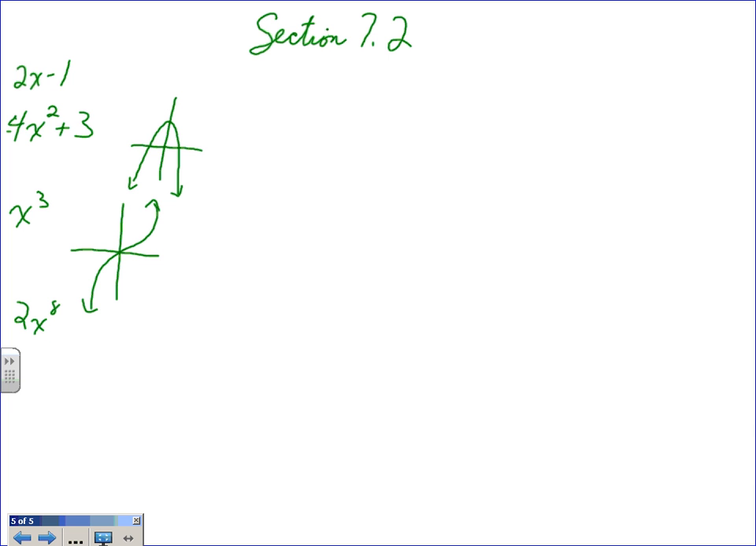Okay? By the way, if I had a negative, and I'll put this in a different color, if we had a negative x cubed, left end rises, right end falls. Okay? So you can have a section in your homework where it says describe the end behaviors of each graph. And that's what you have to do. All right?